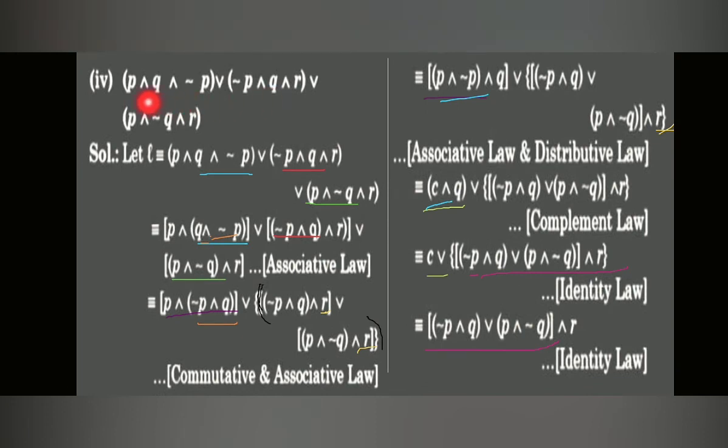See here. This is the statement (P ∧ Q ∧ ¬P) ∨ (¬P ∧ Q ∧ R) ∨ (P ∧ ¬Q ∧ R). Solution. Let L be equivalent to the given statement, written down. Now apply the associative law. Associative law, see again.